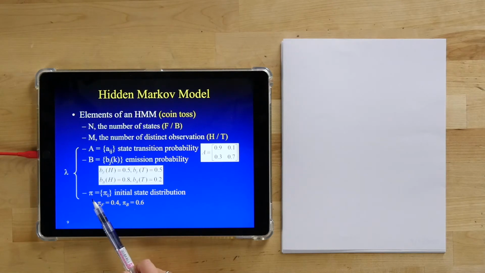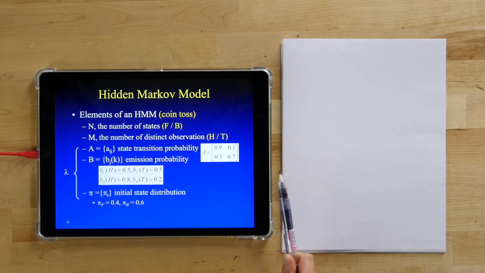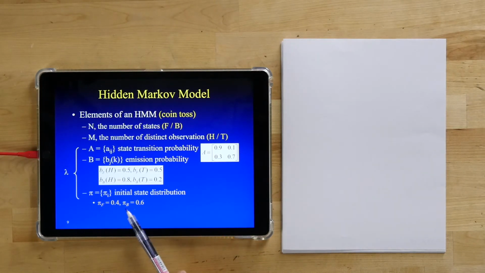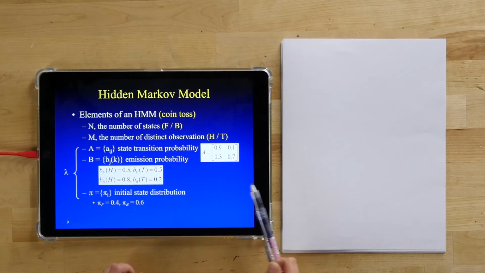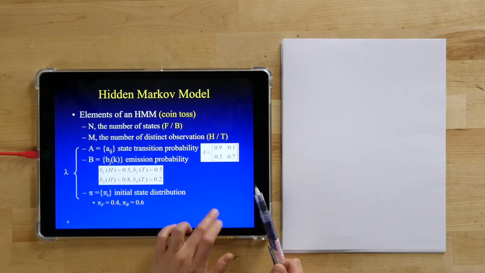And then we have an initial state probability, which is the chance that the first coin I pick is going to be a fair coin or a biased coin. In this case, there's a 60% chance I will pick a fair coin in the first place. Okay, so those are the elements in a hidden Markov model.